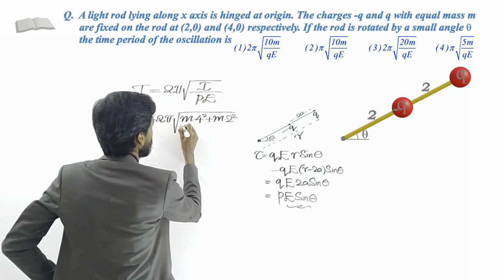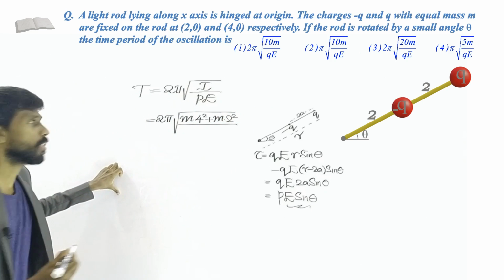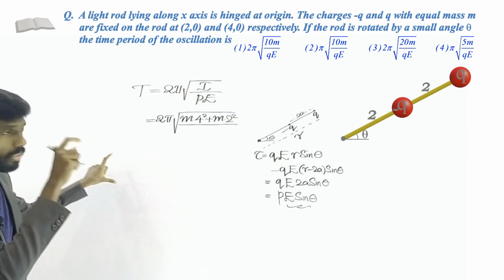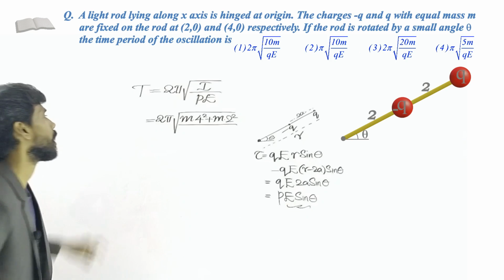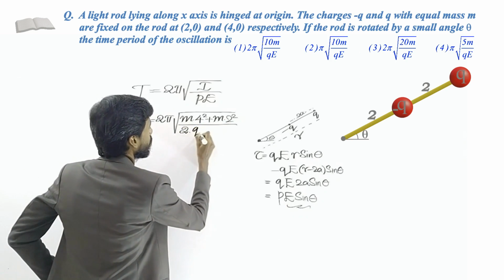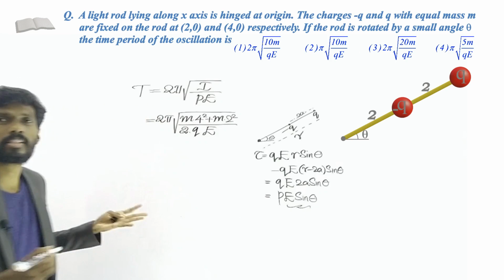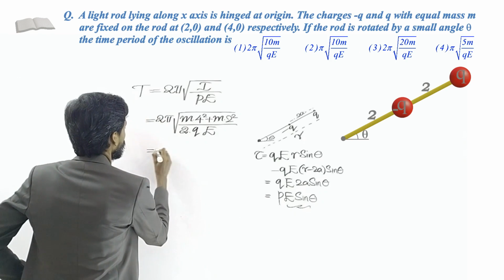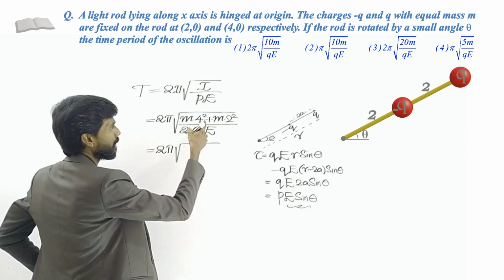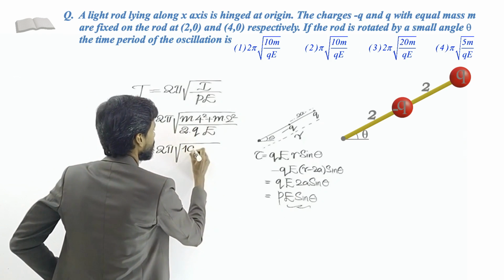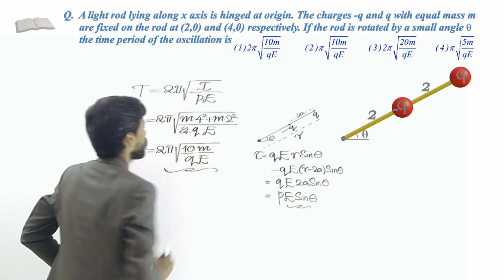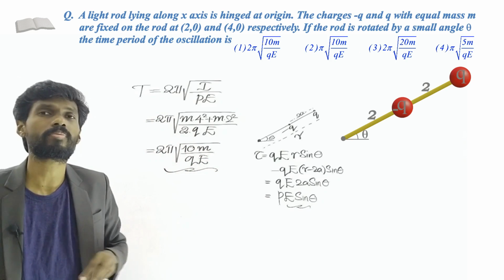Divided by pE. p is the dipole moment, the distance between the two charges multiplied by the charge q, so that has the value 2 multiplied by the charge q, and then the electric field E. That is our required answer. So simply we get 2 pi square root of, 4 plus 16 is 20 m divided by 2, so that is 10 m divided by qE. So this is our required answer, the time period of this oscillatory motion.